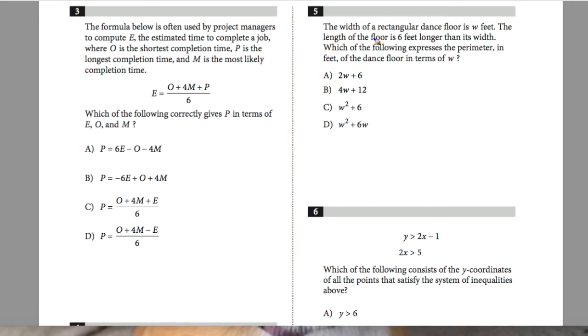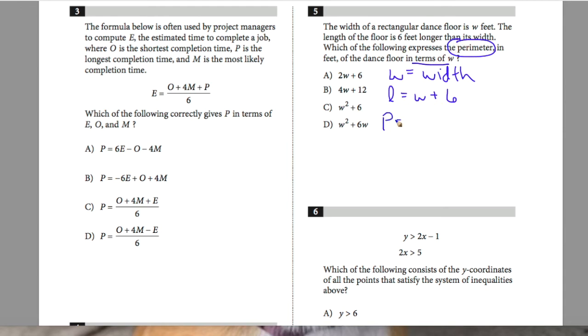Question 5 states, the width of a rectangular dance floor is W feet. The length of the floor is 6 feet longer than the width. Which of the following expresses the perimeter in feet of the dance floor in terms of W? Okay, so a few things we need to take away out of this is that the width is going to be W. And the relationship between width and length, according to this rectangle, is that the length is going to be the width plus 6, right? 6 feet longer than its width.